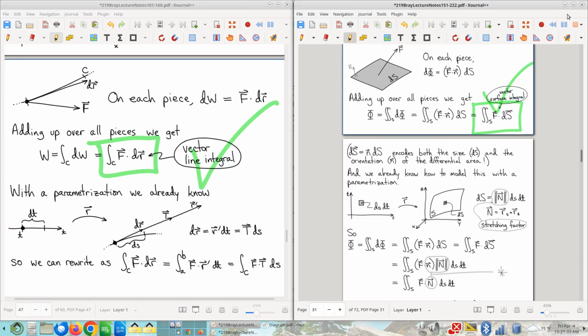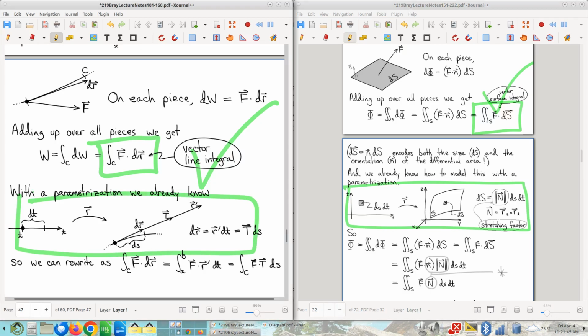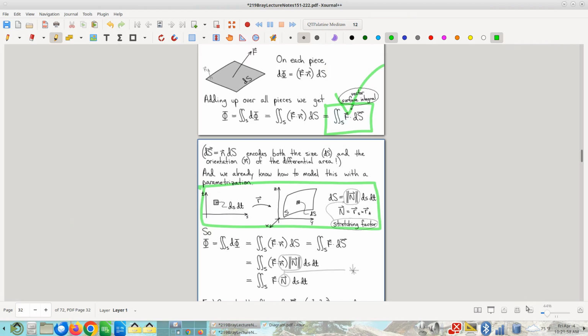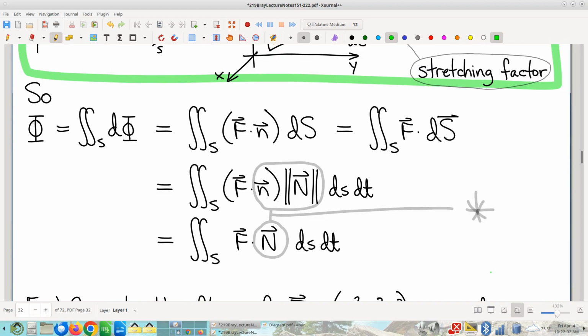Furthermore, we had already developed everything we needed about parametrization of surfaces to do the pullback. Just like over here, we had already developed everything we needed about parametrization of curves to do the pullback. And this is about where we left off last time.